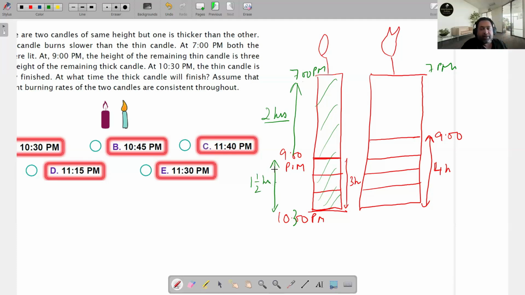What is the ratio of the time? The ratio of the time, if you notice, is 4:3. If 3 parts are remaining, then 3 parts are burned in 1.5 hours from 9 to 10:30. Then in these 2 hours, 4 parts would have burned. Correct? Another 4 parts.